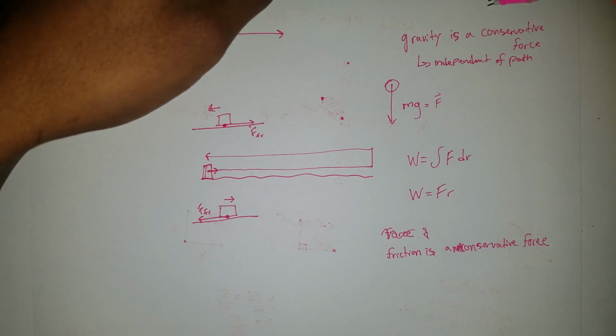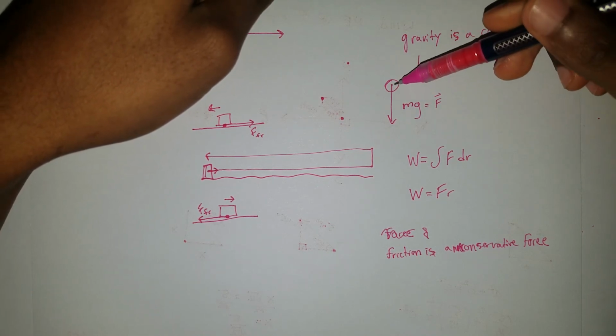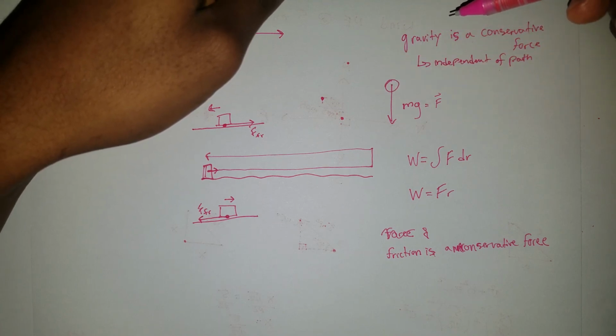However, gravity is an example of a conservative force because the work done on the object, such as a ball falling, is independent of the path.